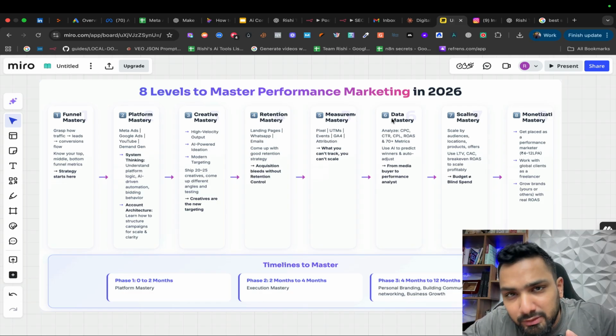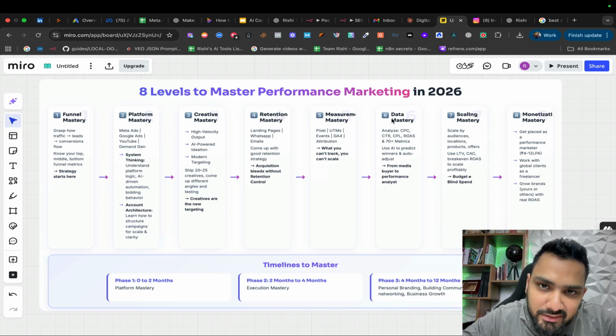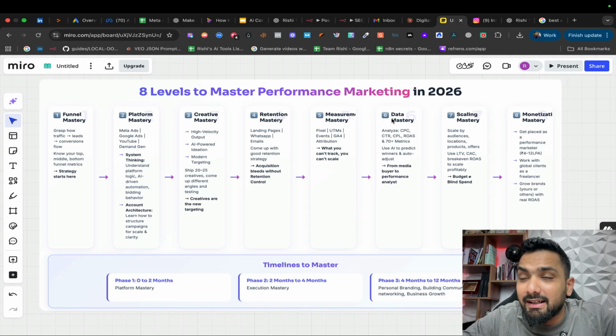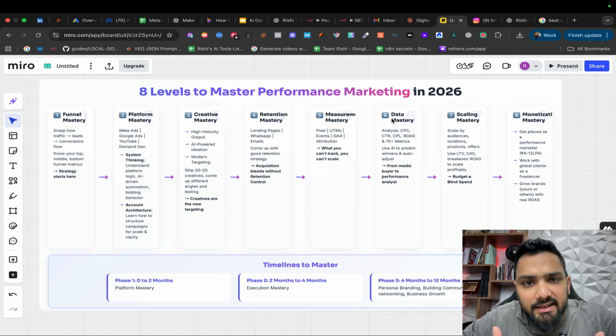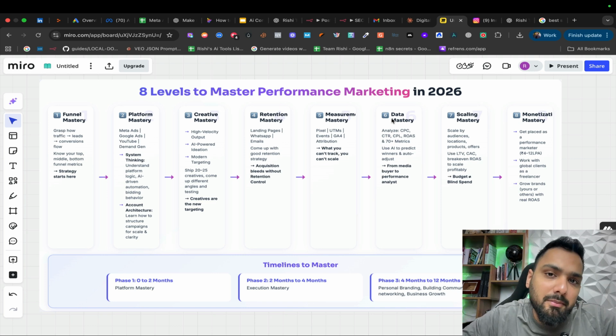Basically, it's to improve the performance of your campaigns or your ads by understanding the platform, by feeding the right data, by coming up with the right creative angles, by measuring the right data again and then making right decisions. Basically, that's what performance marketing is all about. And let's understand what it takes to become a performance marketer in 2026 and beyond.